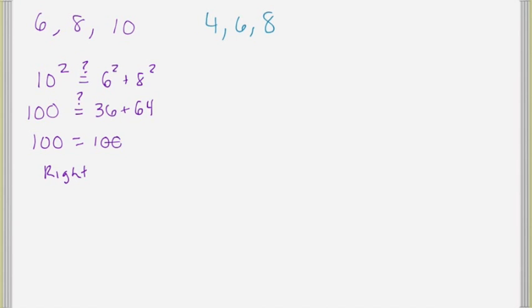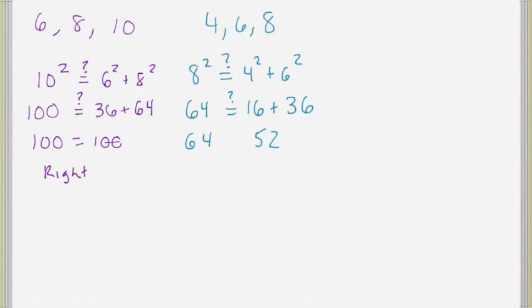Four, 6, 8. The biggest one needs to be the one that's alone. That's the only one that has a chance of being a hypotenuse. So we're going to say, is 8 squared equal to 4 squared plus 6 squared? 8 squared is 64. 4 squared is 16, and 6 squared is 36. We add that up, and we get 52. 64 is bigger than 52.